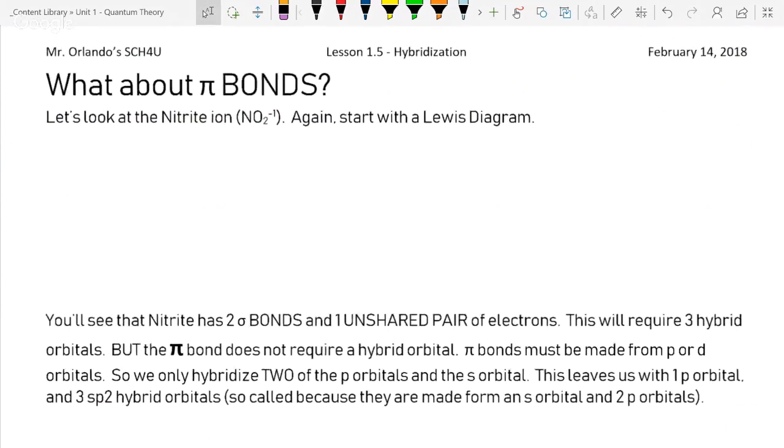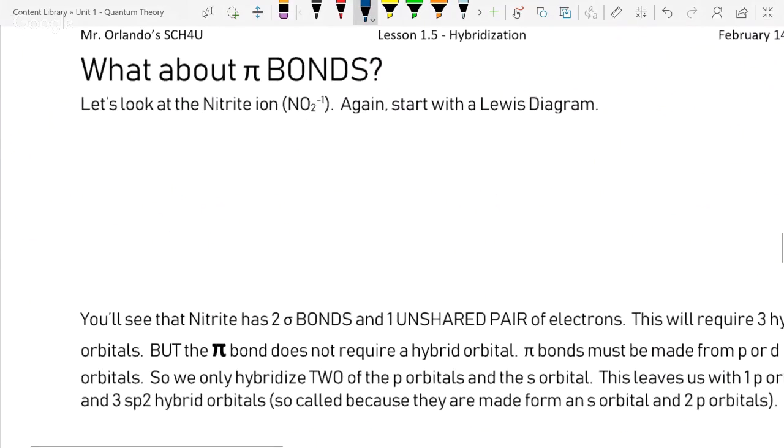Let's look at the nitrite ion. And of course, we already have it up there, but this is good practice. So let's draw it out. What's the first thing we do when we go to make a Lewis structure? Count them. So you count them. I'm going to do my own here, but don't trust me. You do yours. 2, 3, 4, 5.